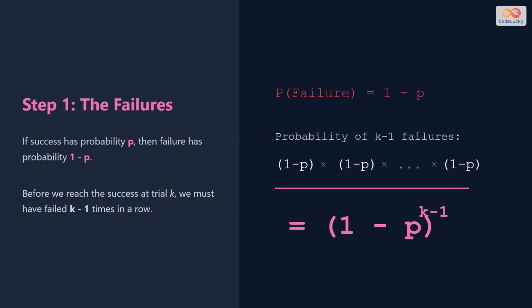Let's break down the math. If the probability of success is p, then the probability of failure is 1 - p. Since we failed k-1 times in a row, we multiply the failure probability by itself, k-1 times. This gives us the first part of our formula: (1 - p) raised to the power of k-1.